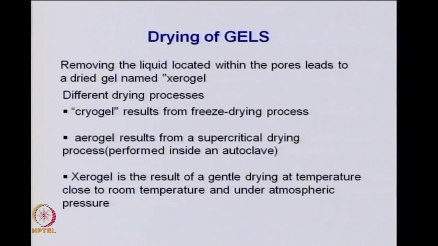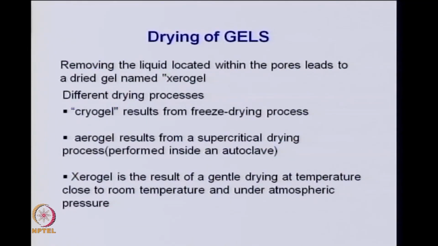So, once you get the gels, you have to dry the gels because the solvent is inside the pores. Although it is more or less like a solid and it is not flowing, you have to take out the solvent from the pores of the gels. If you take out the liquid from the pores and make a dried gel, then it is called a xerogel, and there are different processes by which you can dry these gels.